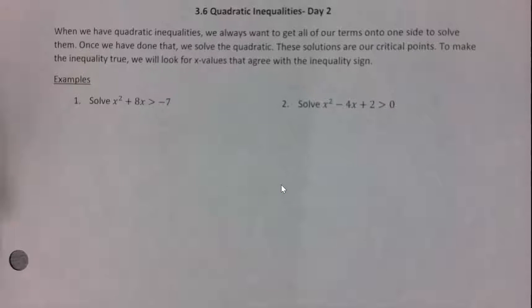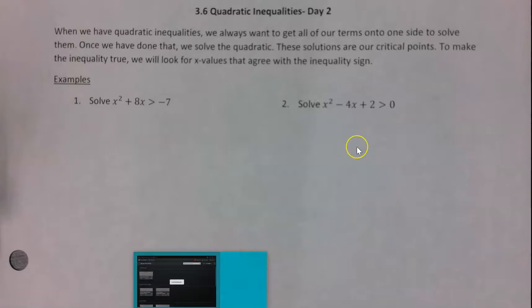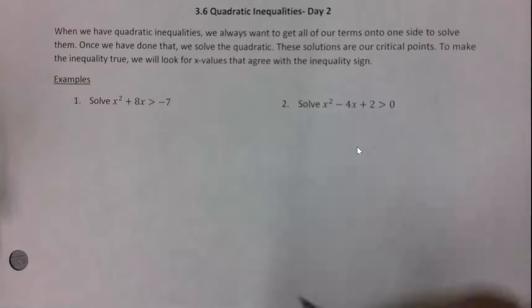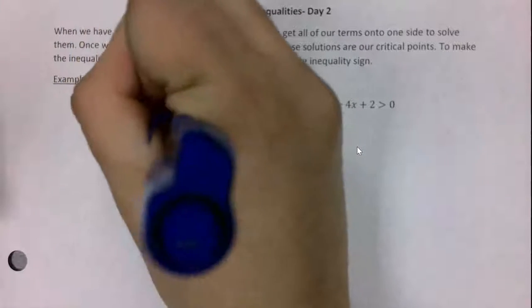So today we're solving by using algebra. Yesterday was by graphing. Today is by using algebra. So in either event, I need it to equal 0 for this one. So I'm going to add 7 to both sides.